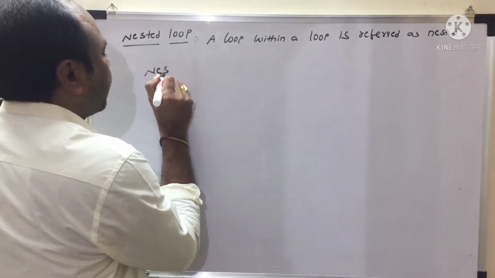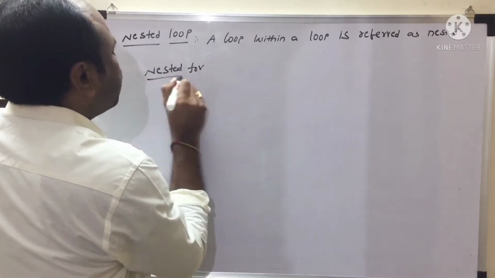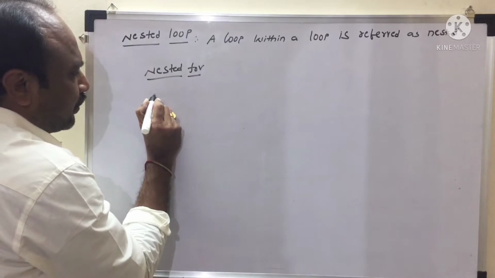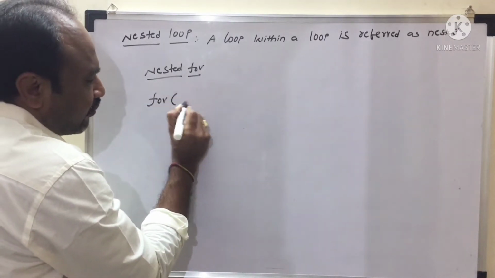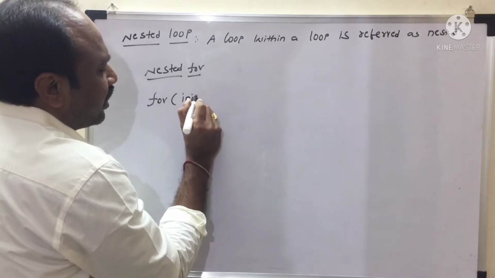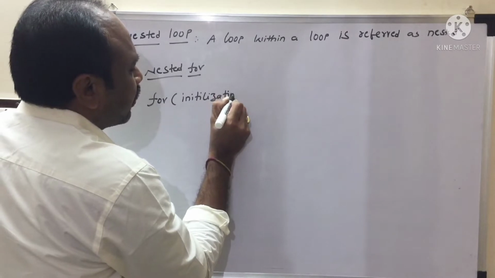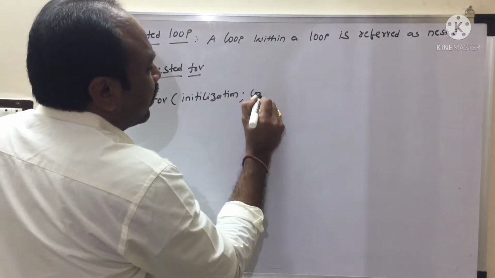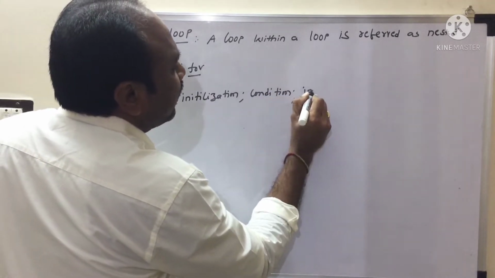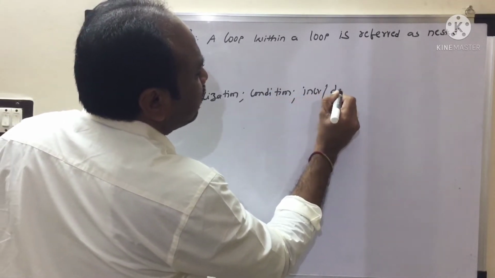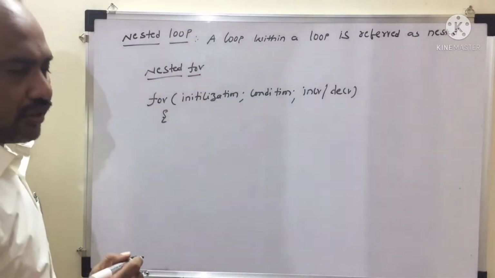What is nested for? Nested for means a for statement within a for statement. I am writing a for statement. What is the syntax of for? For initialization; condition; increment/decrement. Okay, the first for loop starts.